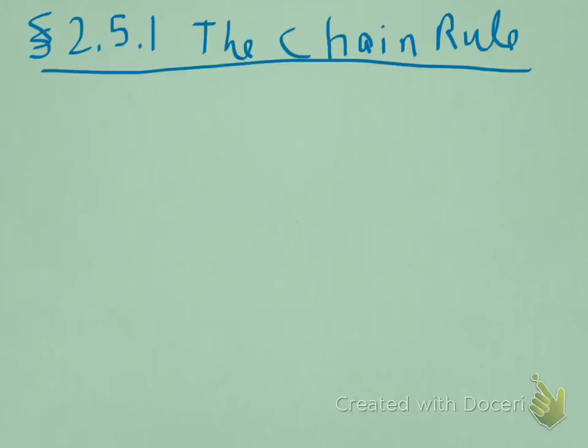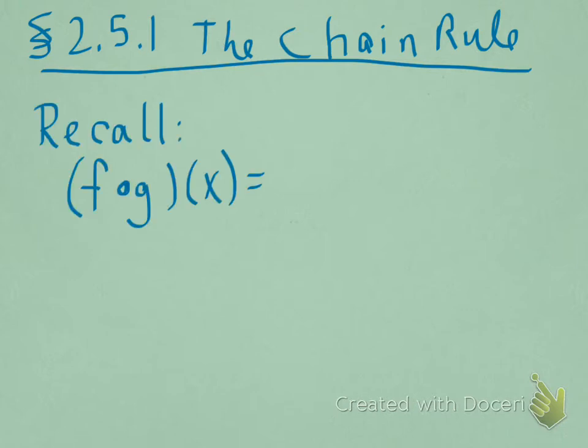This is the first video for section 2.5, the chain rule. So recall what we talked about with regards to function composition. When we write the notation f little circle g, which we say f of g of x, that means we want to take the function f and evaluate it at g of x.